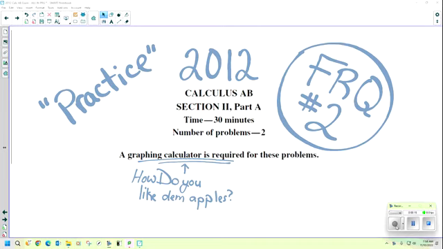We are going to continue the 2012 AP Calculus AB practice exam. Free response question number 2. College Board put this out about a decade ago. And how do you like them apples, huh? We get to use a graphing calculator.